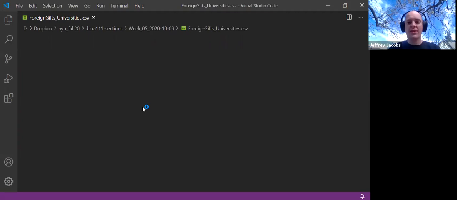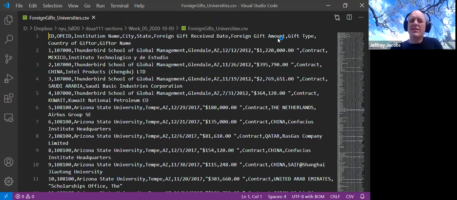Cool. And the CSV is on GitHub, right? It's just in the same folder as the notebook. All right.